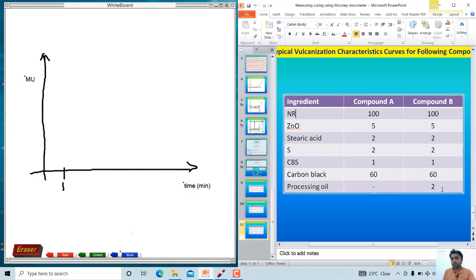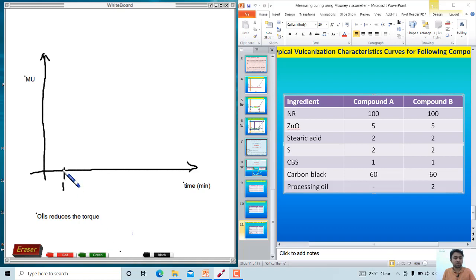But the B compound contains 2 phr of processing oil. Once the oils are incorporated, the torque values are getting lowered. That's the principle. Oils reduce the torque values, but they cannot affect the time values.